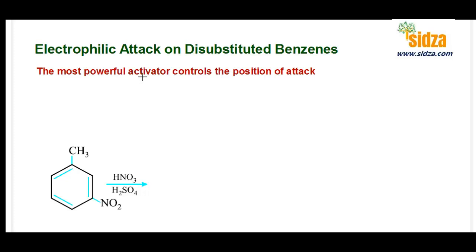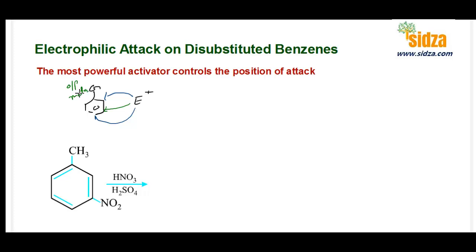Here in this video lecture, we will learn about the electrophilic attack on a disubstituted benzene. We have learned in our previous videos that if you have a substituted benzene, with a group attached to a benzene, electrophilic aromatic substitution can take place either at the ortho and the para positions, or it can take place at the meta positions. It depends on the nature of the group, right? Whether it is an ortho para directing group or a meta directing group.